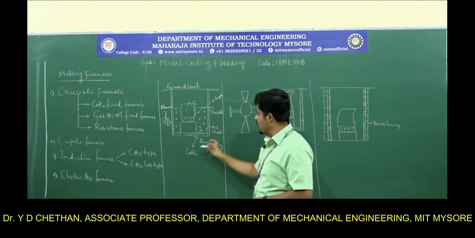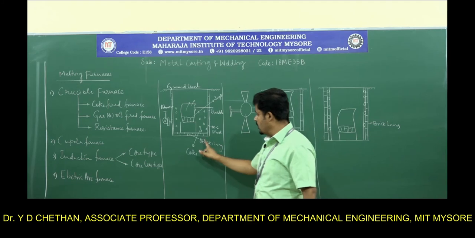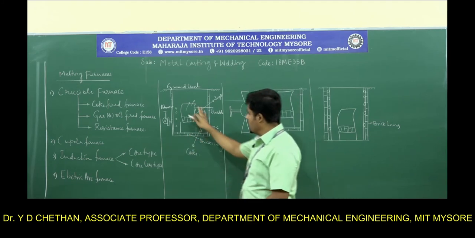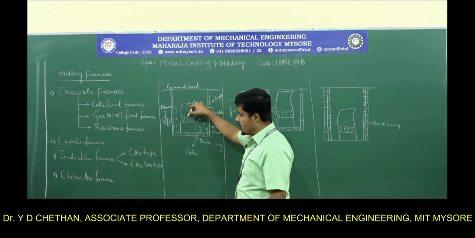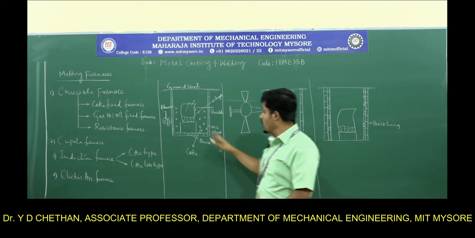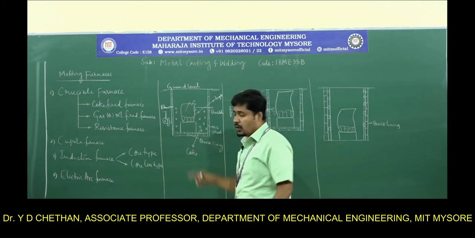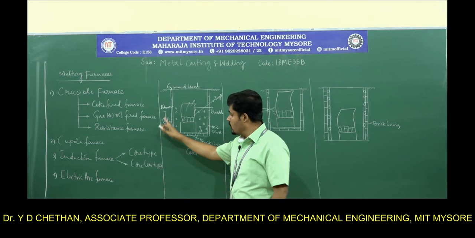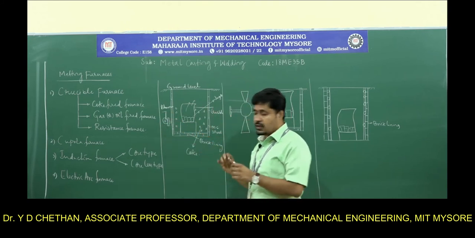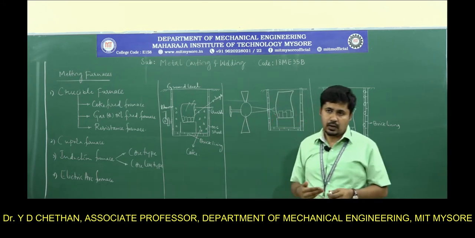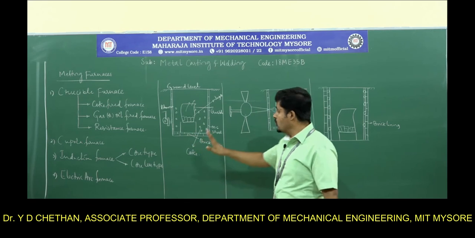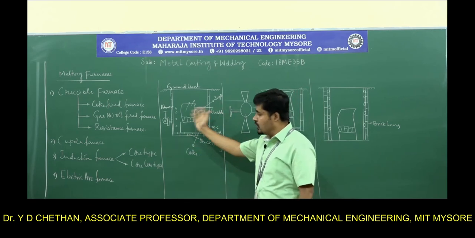This shell is made out of mild steel, and this base is made out of refractory bricks. This is the crucible, the place where you can place the metal or alloys to be melted. This is the coke. Using a blower you can feed the compressed air, and once the flame comes into picture, the blower sweeps it around the crucible.